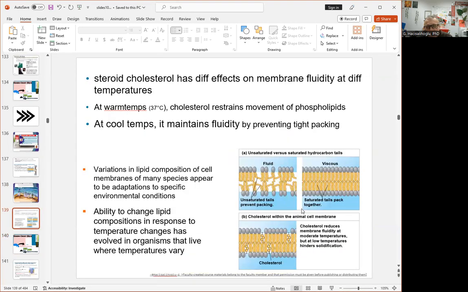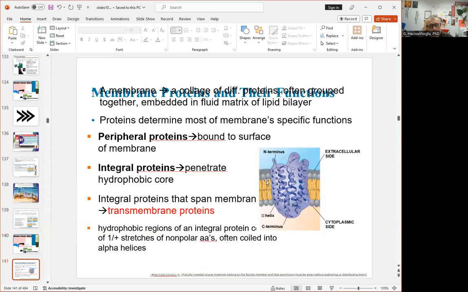So steroids I just mentioned are inside the plasma membrane. Temperature can affect how membranes behave. Cool temperatures make them more fluid. Proteins are also very important, right?